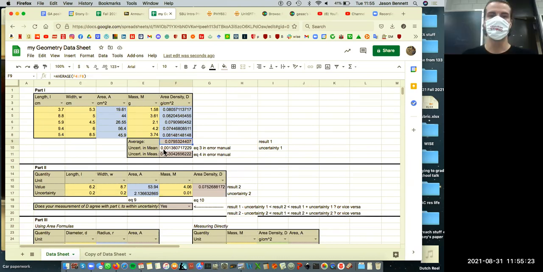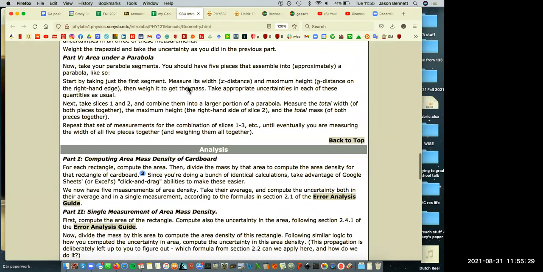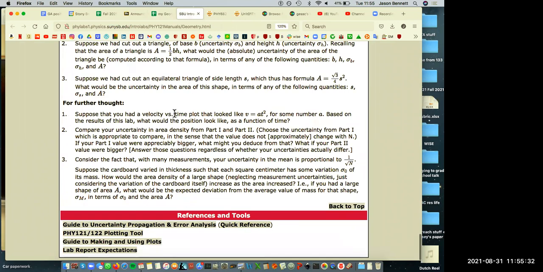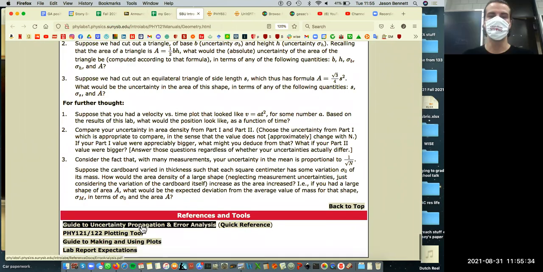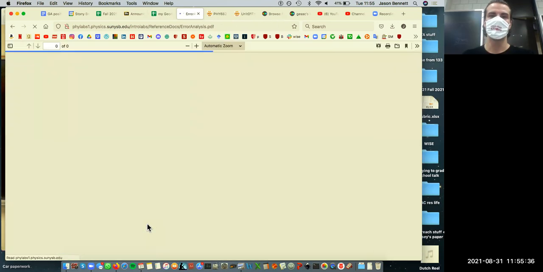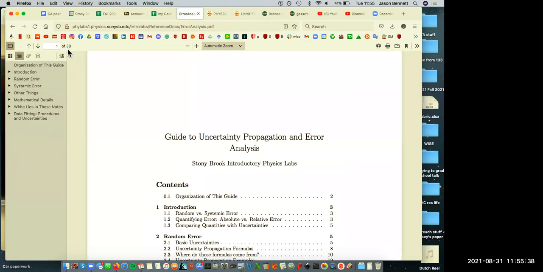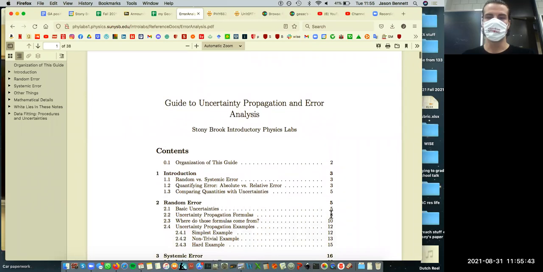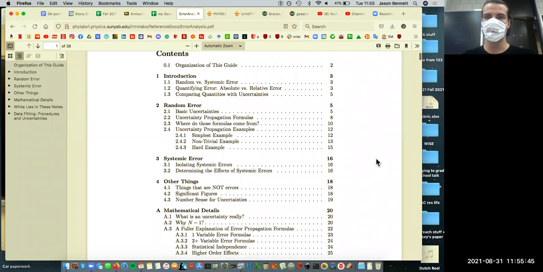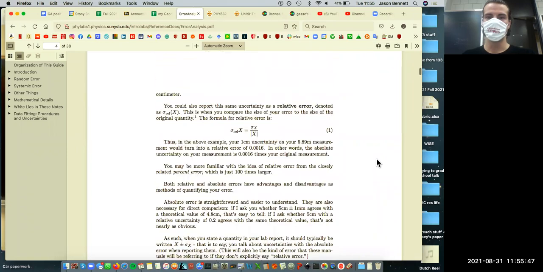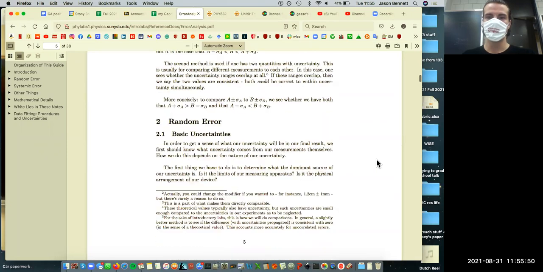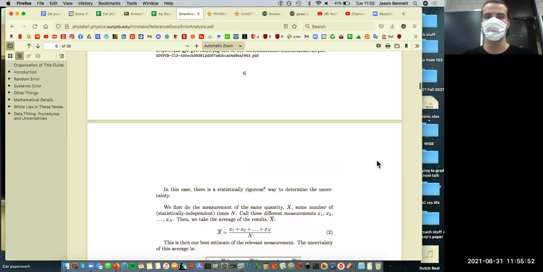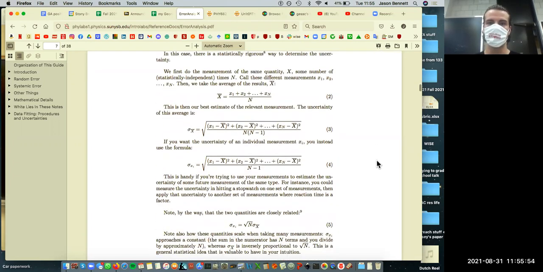So here is our first encounter with really hard uncertainties. What we do is we scroll all the way down to the bottom of the left part, and we click on guide uncertainty propagation and error analysis, and we have this giant document. Don't be scared by it if you don't use all of it. Some of it is not immediately useful.